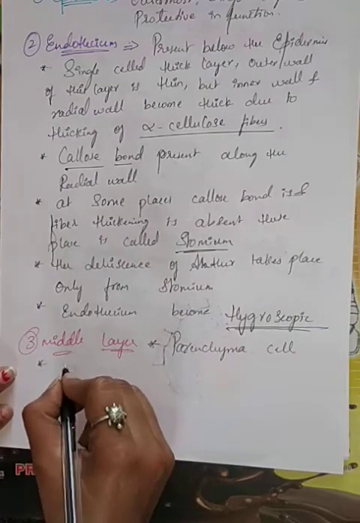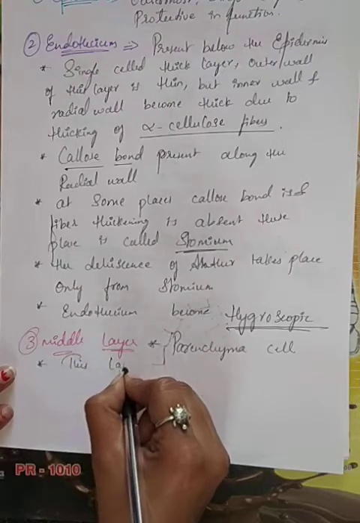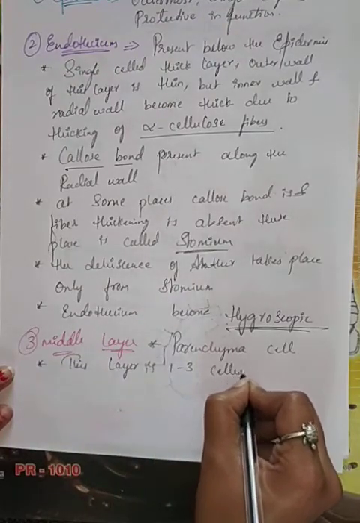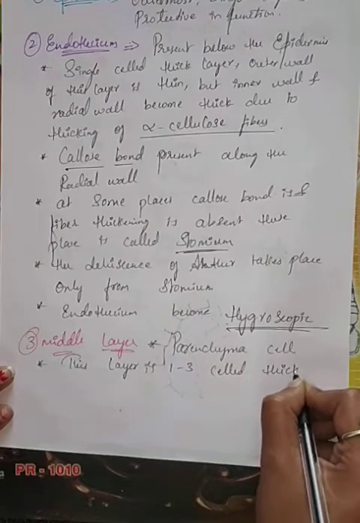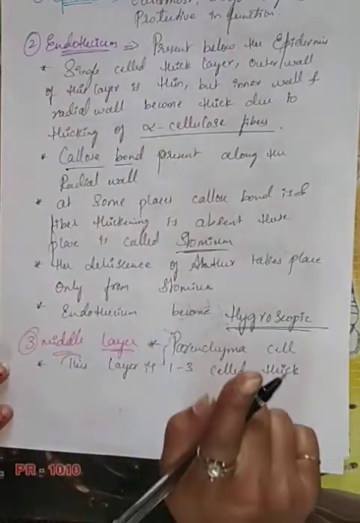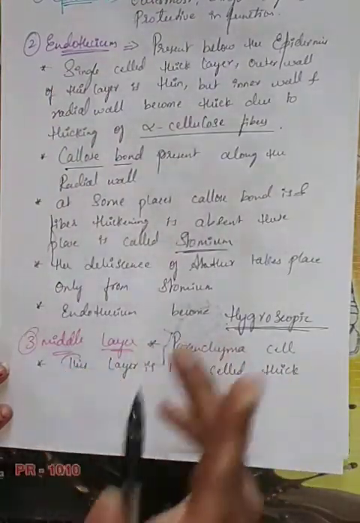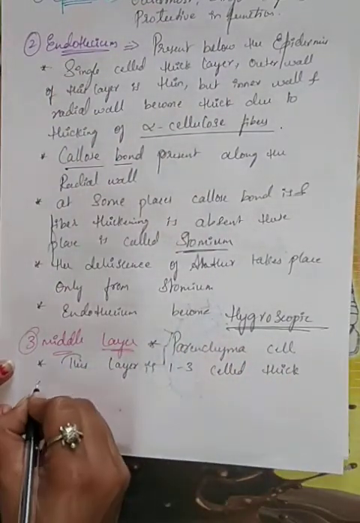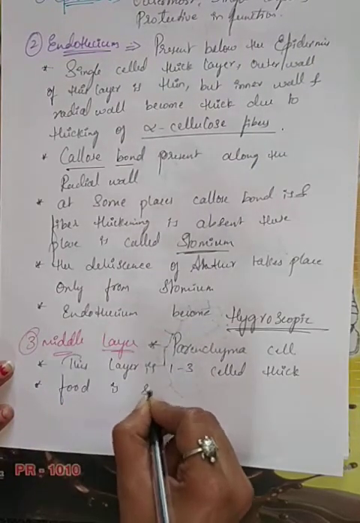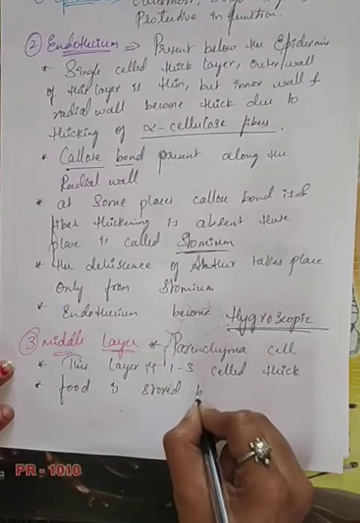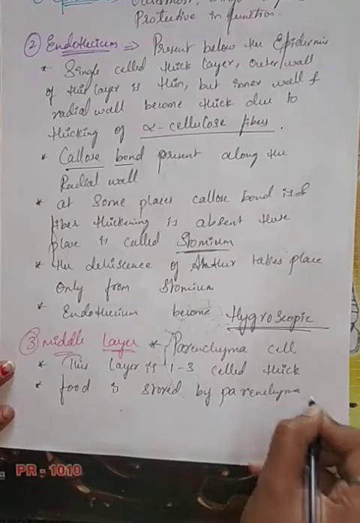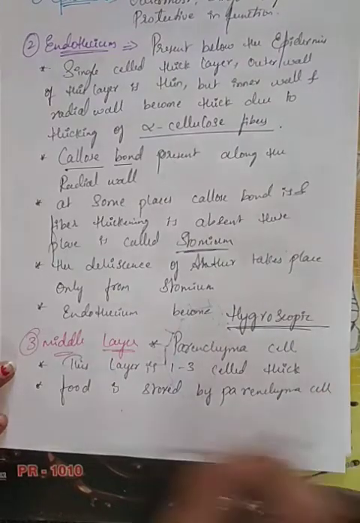How many layers will there be? This layer is 1 to 3 cells thick. It is not only one layer: epidermis and endothecium are only a single layer, but the middle layer is 1 to 3 layered. Now, what is the function? It stores food. Food is stored by parenchyma cells.